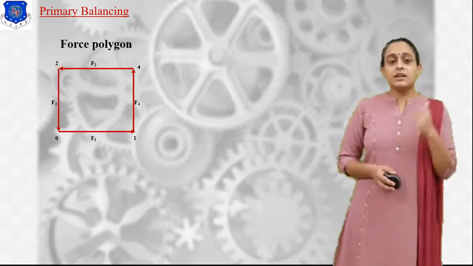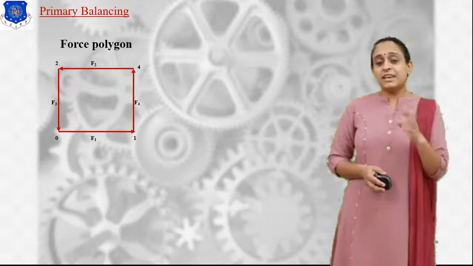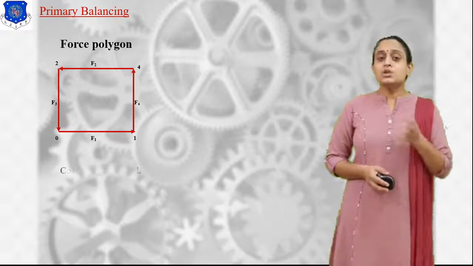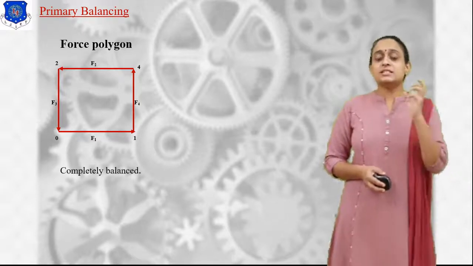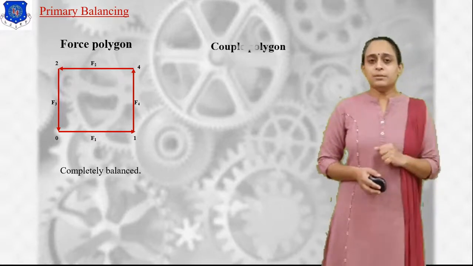You can see here, by drawing all these forces, we can find that there is not any other unbalance in this system, so that we can write it is completely balanced. Okay, now let us draw the couple polygon.